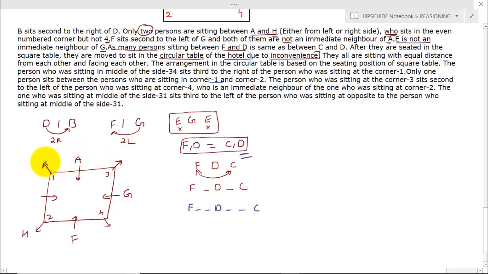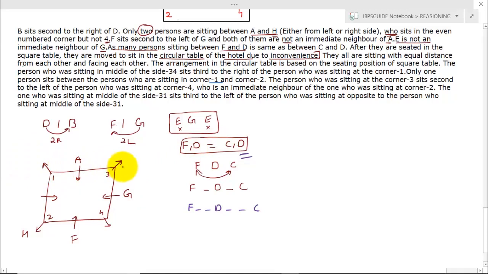Because facing outside, so second right. See, if I place D here, then for the second right B must be at this position. But if you place D at this position, then F and D have one, so C must be at this position, because F and D have the same number of persons between them as C and D, which is not possible. So D is failed here also.